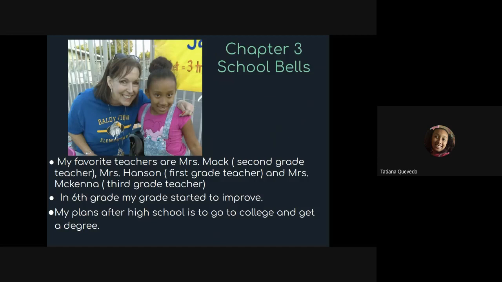Some of my favorite teachers are Mrs. Mack. She's my second grade teacher. If I'm being honest, she's only my favorite teacher because she gave us candy. And Mrs. Hanson, because I thought she was mean because she would always make sure we had our work done and we understand it. But now I know that she was just trying to make sure we understand things.